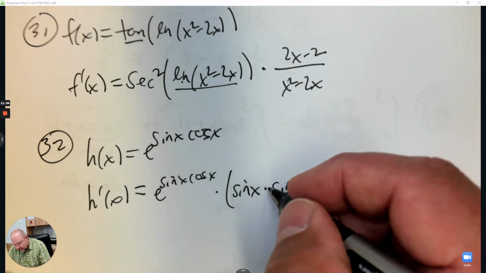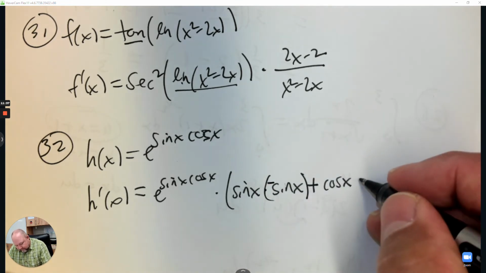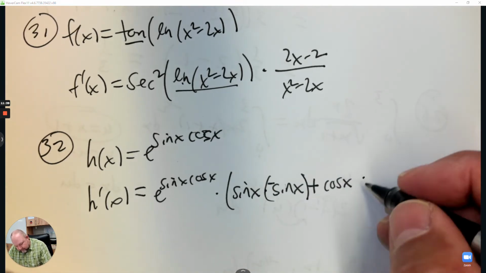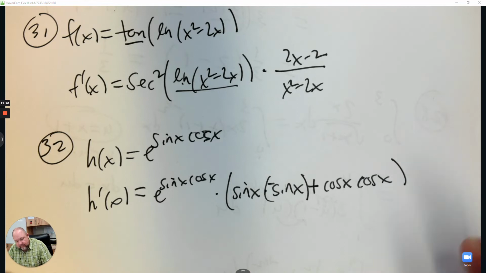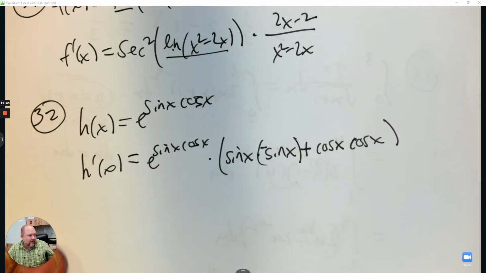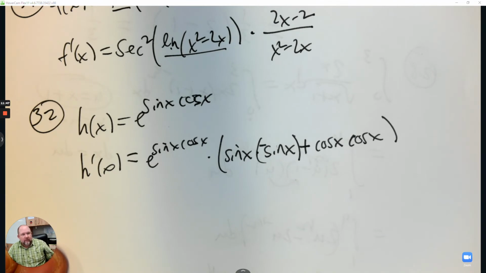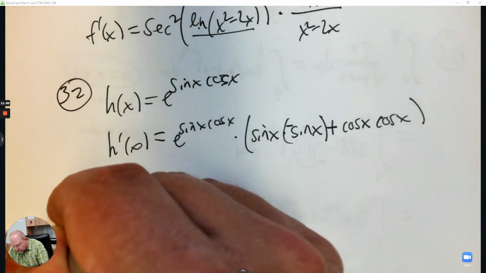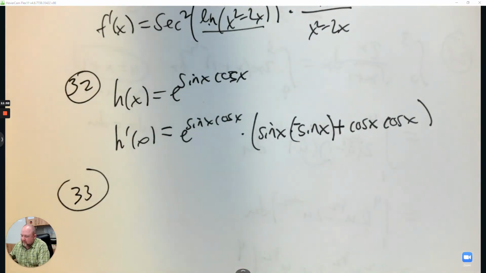So let's see, what do I make? This should be a negative sign. So you end up with negative sine squared x plus cosine squared x. 33. Turn the page.